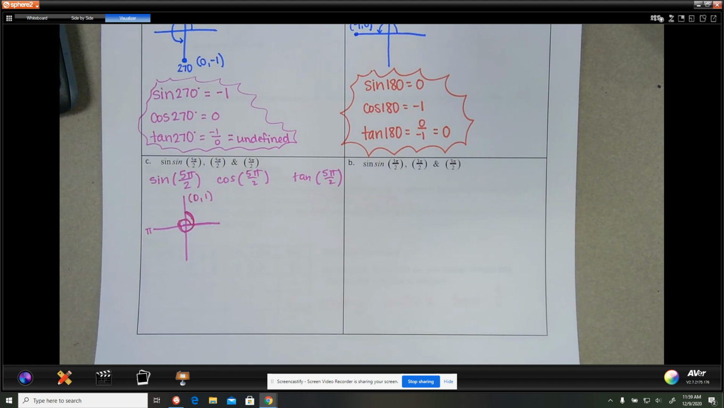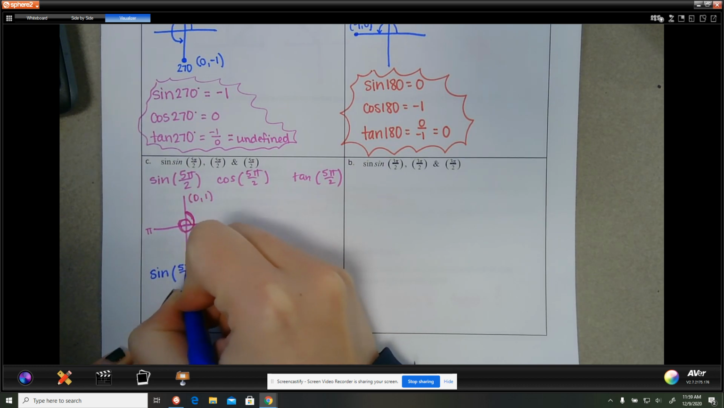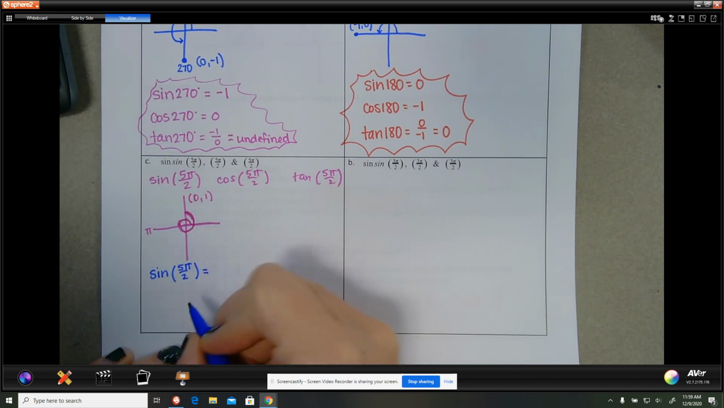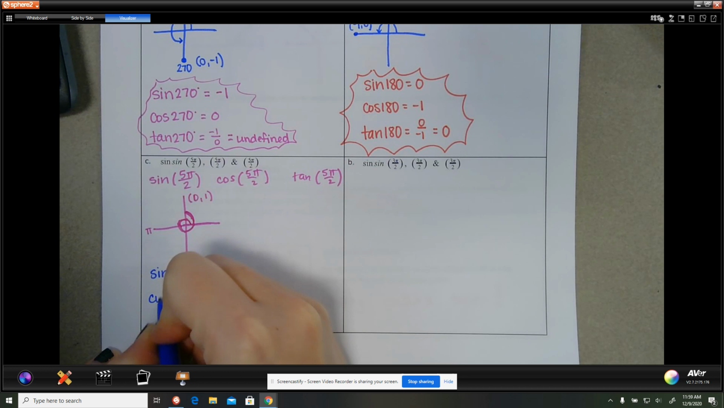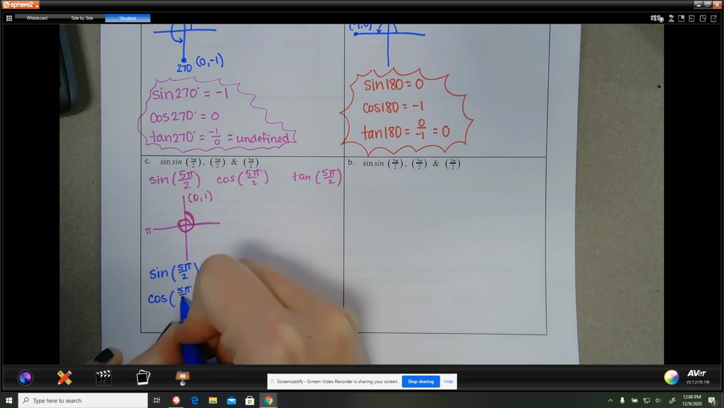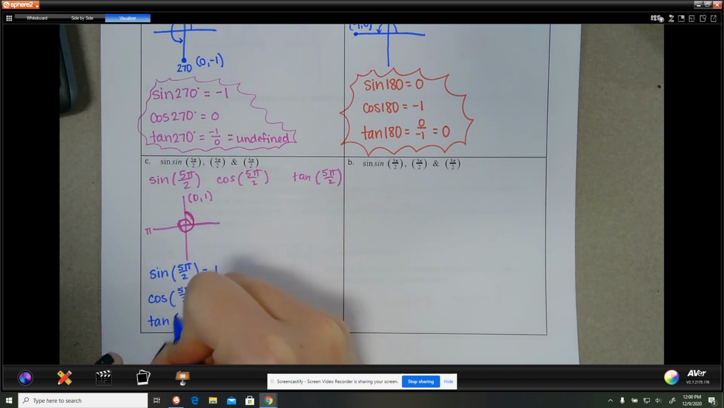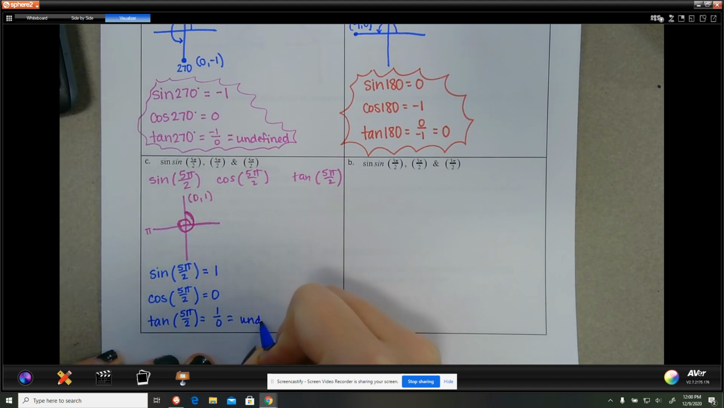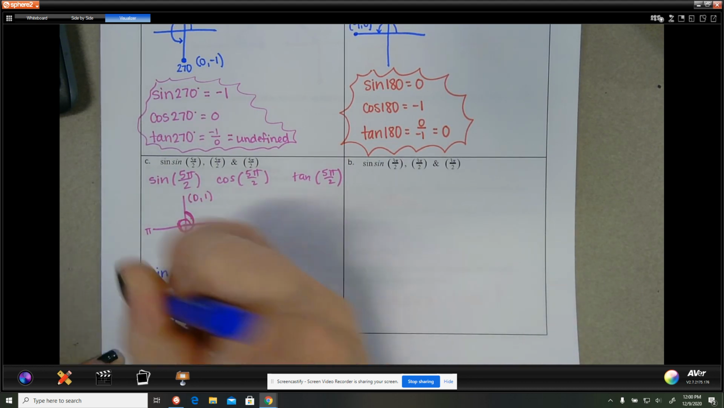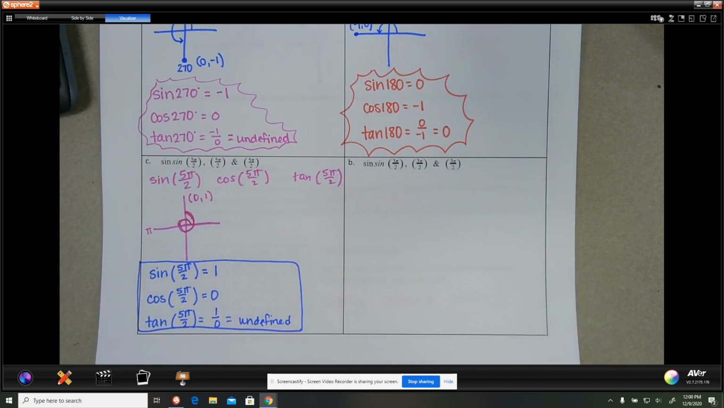Okay, so then I want the sine of 5 pi over 2. Sine is my y value, that is 1. My cosine of 5 pi over 2 is my x value, which is 0. And then my tangent of 5 pi over 2 is going to be y over x, so 1 over 0. We have 0 on the bottom, so that's undefined. Please try the practice on part B.